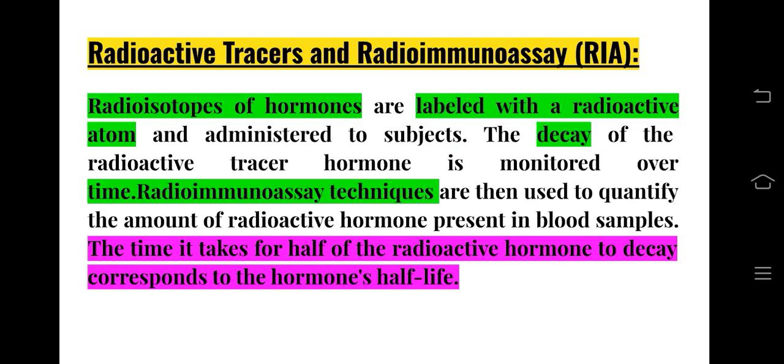Next, radioactive tracers and radioimmunoassay. Radioisotopes of hormones are labeled with a radioactive atom and administered to subjects. The decay of a radioactive tracer hormone is monitored over time. Radioimmunoassay techniques are then used to quantify the amount of radioactive hormone present in blood samples. The time it takes for half of the radioactive hormone to decay corresponds to the hormone's half-life.